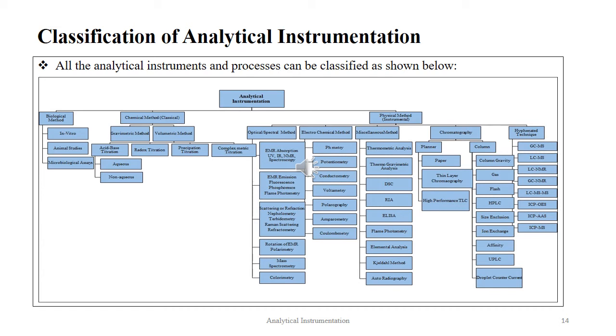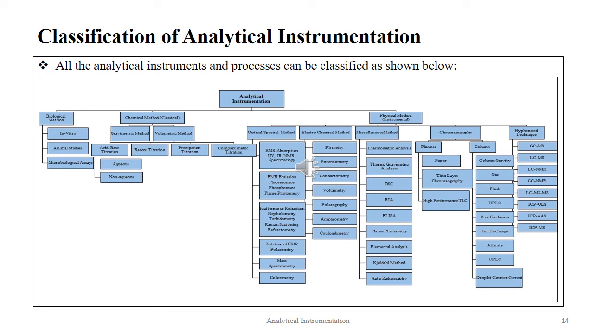The analytical instruments can be broadly classified into three categories: biological method, chemical method, and physical method. The chemical methods are called the classical methods, and the physical methods are called instrumental methods. The biological methods are further categorized as in vitro, animal studies, and microbiological. The chemical methods are again further categorized as gravimetric and volumetric.